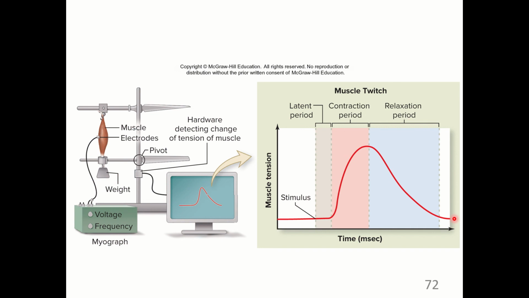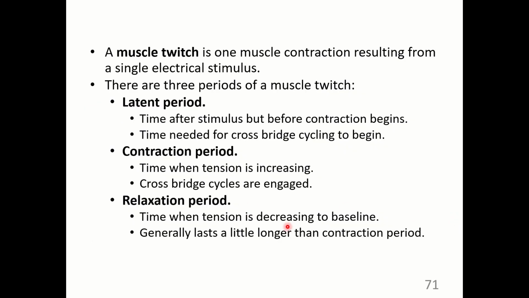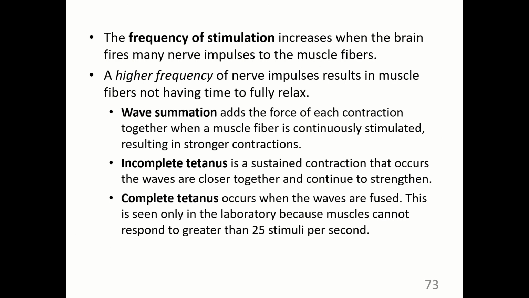And this is the time that it takes for the tension to decrease back to baseline and for all those events for a muscle returning to rest to take place. So the frequency of stimulation increases when the brain fires many nerve impulses to the muscle fibers. A higher frequency of nerve impulses results in muscle fibers not having time to fully relax.